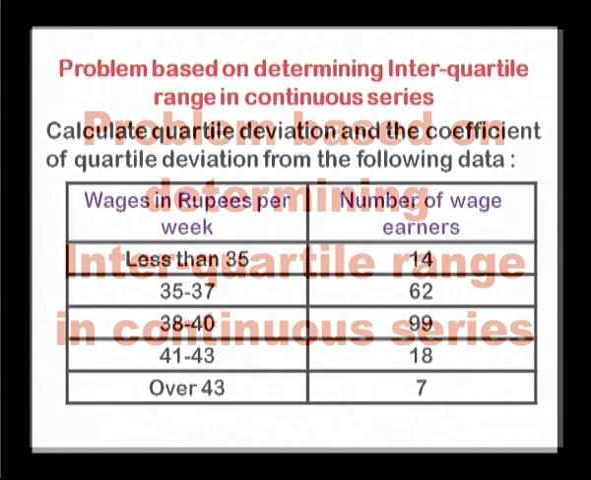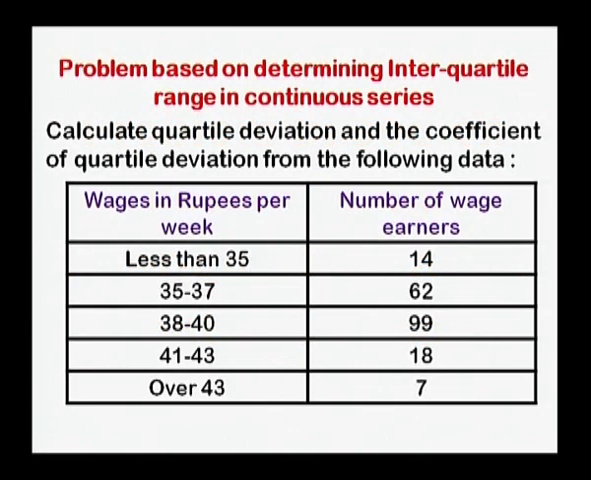Now, first of all, I would like to discuss a problem which is based on determining the interquartile range in respect of continuous series. Calculate quartile deviation and the coefficient of quartile deviation from the following data. Wages in rupees per week have been given in this way: less than 35, 35 to 37, 38 to 40, 41 to 43, and over 43.